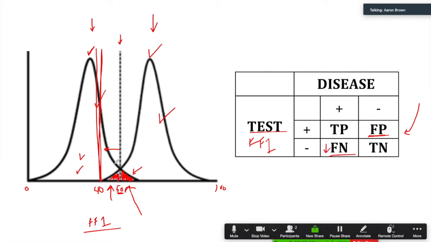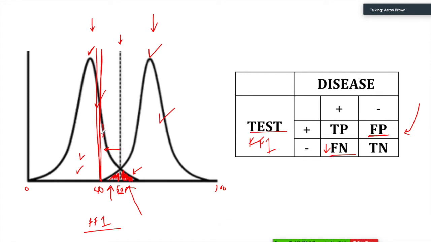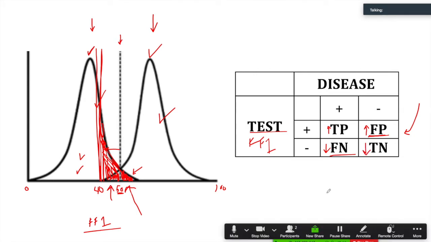The number of positives, however, is going to increase. Why? Look at all these people now that don't have foot fungus that are getting captured with positive tests, okay? And so our false positives are going to increase. Great. So what happens to our true positives? Well, now that we are catching everyone with foot fungus, our true positives will increase. We're catching some of those people that don't have foot fungus, so our true negatives are going to decrease, okay?